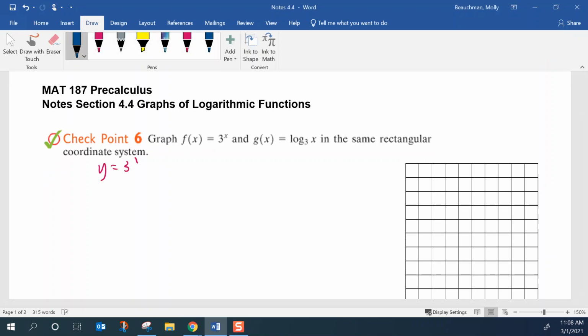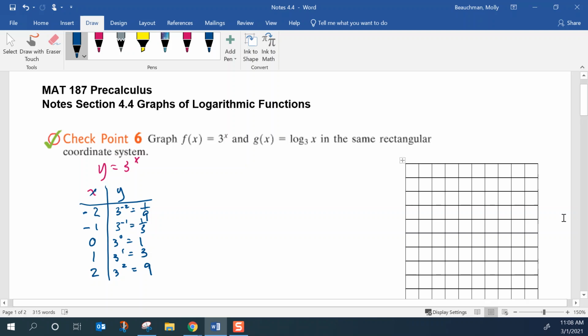to the power of x, if we plot a few points, x, y, when x is negative 2, y is equal to 3 to the power of negative 2, which is 1/9. Negative 1, we get y equals 3 to the negative 1, which is 1/3. 0, 3 to the power of 0 is equal to 1. 3 to the power of 1 is 3. And 3 squared is 9. So we could plot these points and we would have a nice smooth curve for our graph of y is equal to 3 to the x.